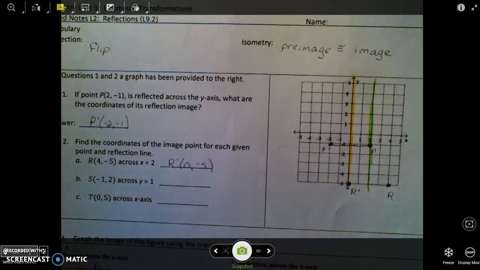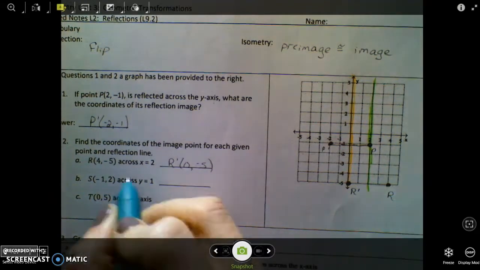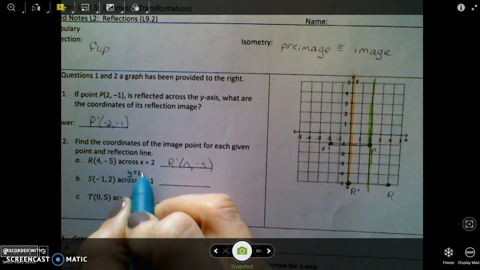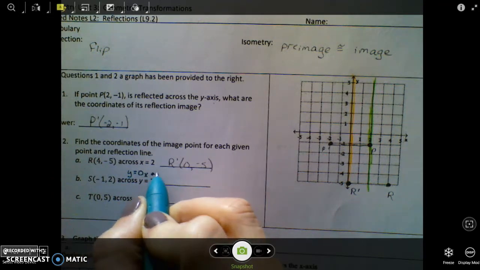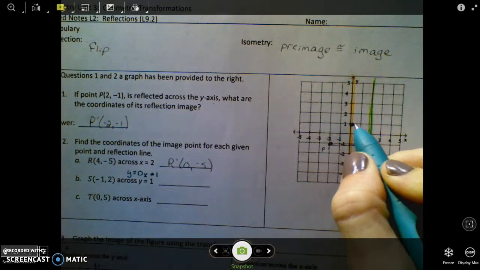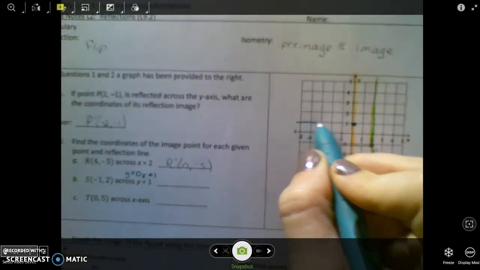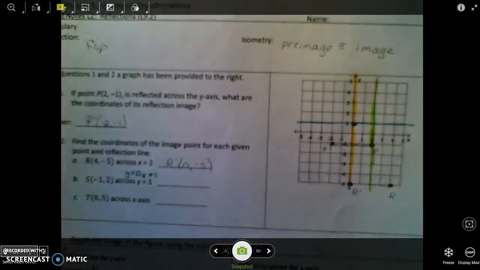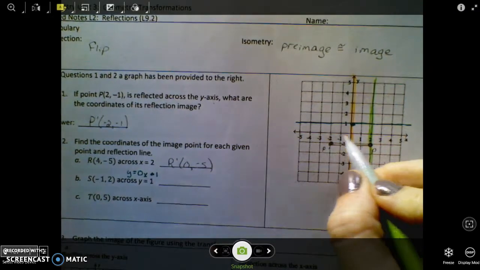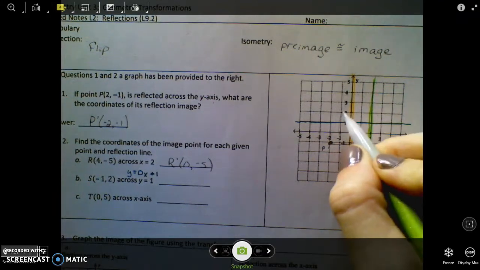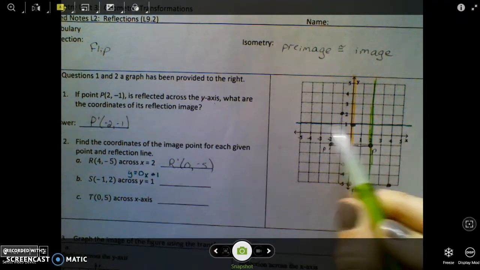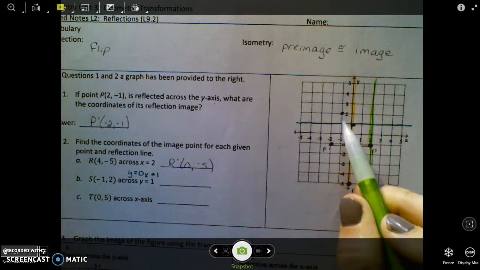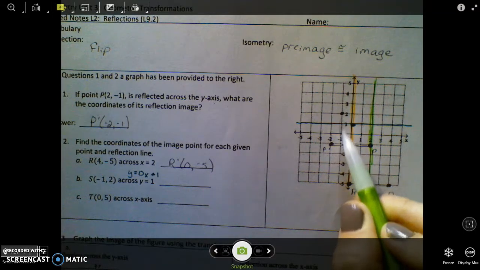Point S is going to flip over the line y equals 1. This one is in slope-intercept form. Just remember, when you don't see the x, that means the slope was a 0. So you're going to have a y-intercept of 1, but you're not going to be having any type of rise. So you're going to have a horizontal line. I'm going to take the point -1, 2, and I'm going to flip over this horizontal line. Well, I'm currently above that line. When I flip over, I'm going to end up below that line. Specifically, I'm 1 above, so I'm going to flip and I'm going to be 1 below.